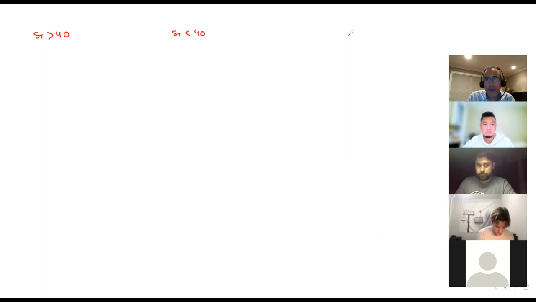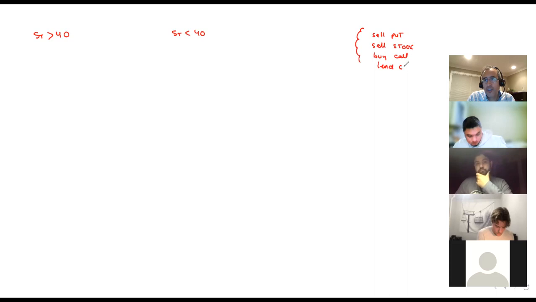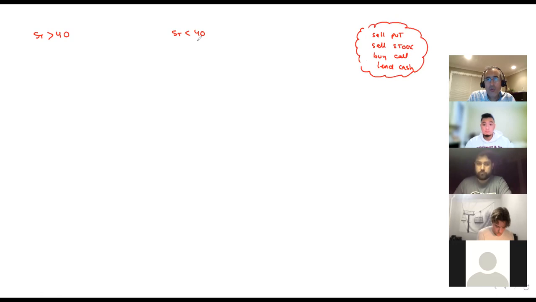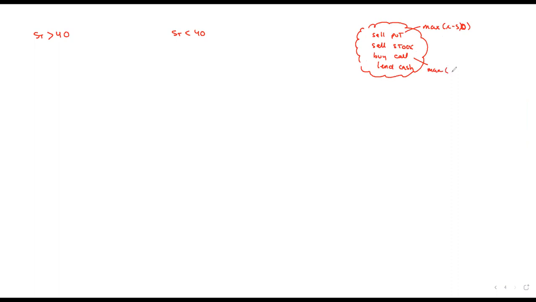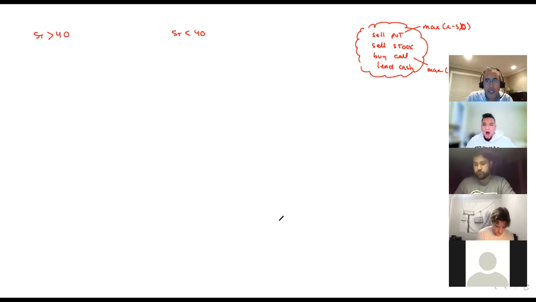Now, what happens when ST is larger than 40, guys? Just remember, we have sold the put, we have sold the stock, we have bought the call, and we have lent the cash, agree? So this is what we have done. Now, remember also that the put is always going to be max of X minus S, comma zero. And the call is going to be always max of S minus X, comma zero. Make sense? Just keep this in your mind. Let's go. So what happens when ST is larger than 40, guys?